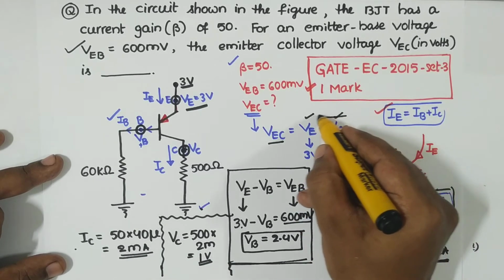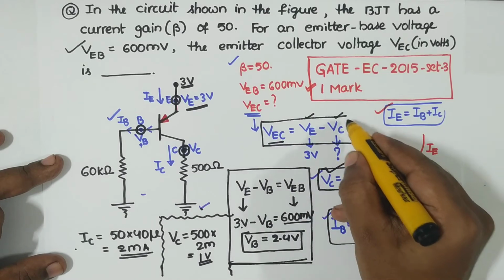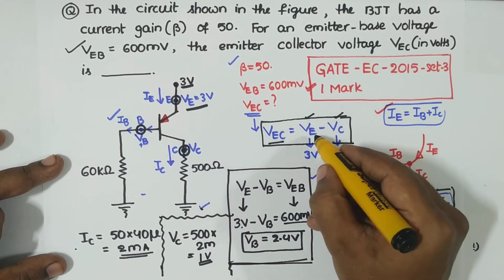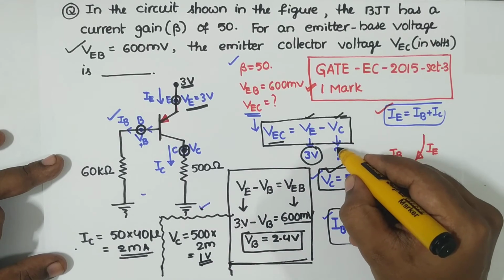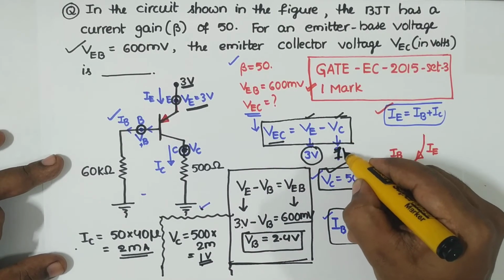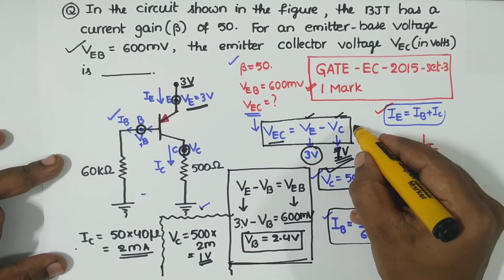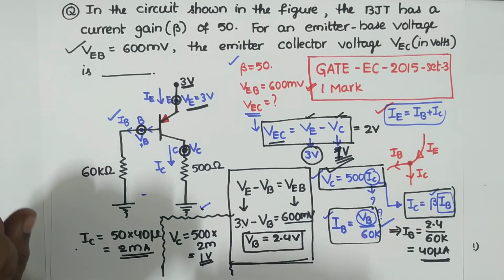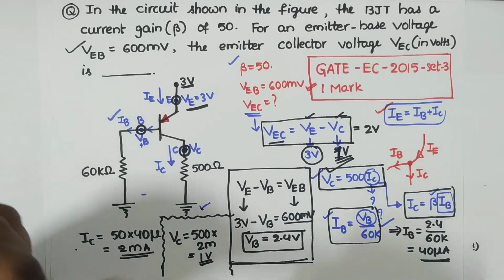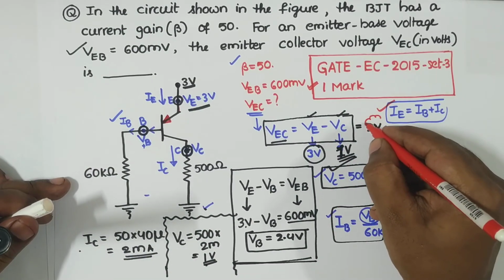Now, at the end of the day, I should find this. What is my VEC? What is VE? VE is equal to 3, and VC we obtained as 1 volt. So 3 minus 1 is 2 volt. So the answer for this question is 2 volt.